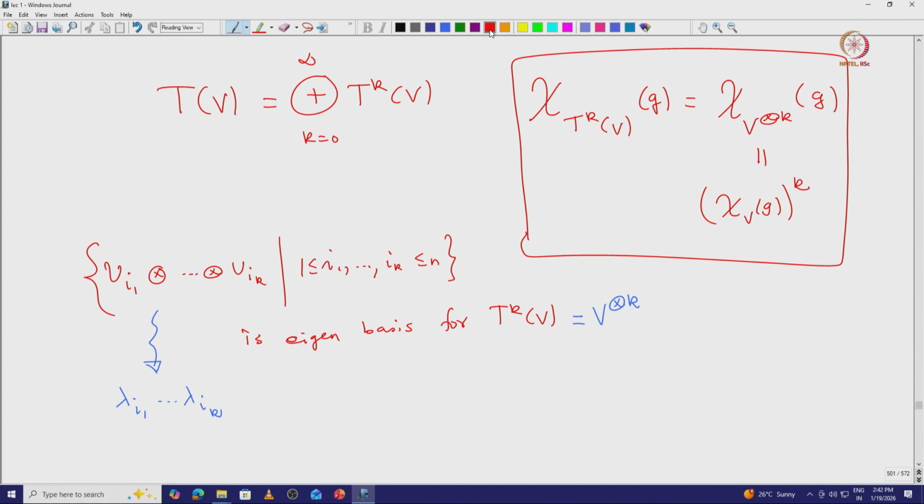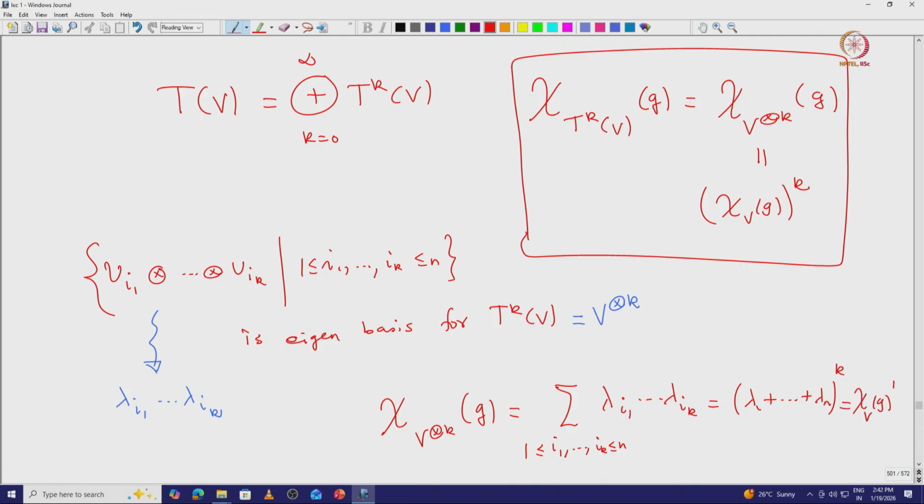Okay, so if you are interested in computing the character value on V tensor k, this is exactly equal to the sum of all these lambda i1 etc. lambda ik, where i1 etc. ik run from 1 to n, which is exactly equal to (lambda 1 plus etc. plus lambda n) to the power k. This is what we claimed, chi V of g to the power k. So this is what we have as the character on the tensor.